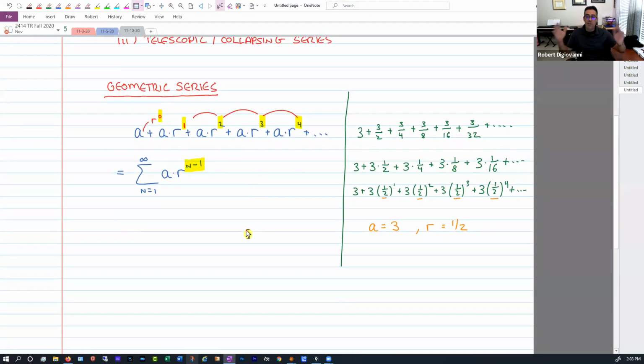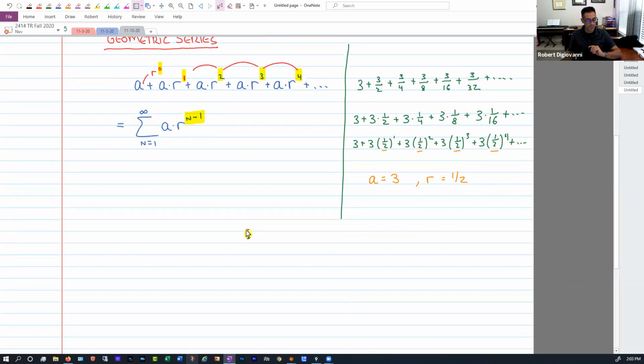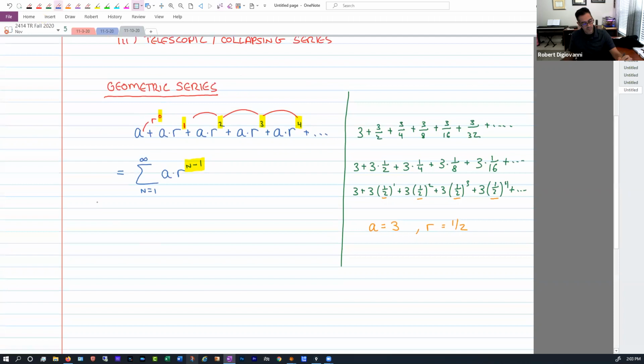Now the question still remains, what does this add up to be? Does it converge or diverge? So I'm going to give you a formula, but I'm going to show you where the formula comes from, because it's pretty awesome. So here's what I want you to consider. Let me write this down so that we all agree.